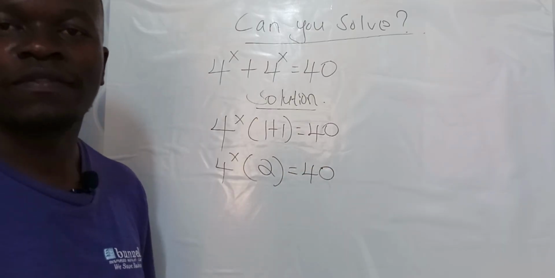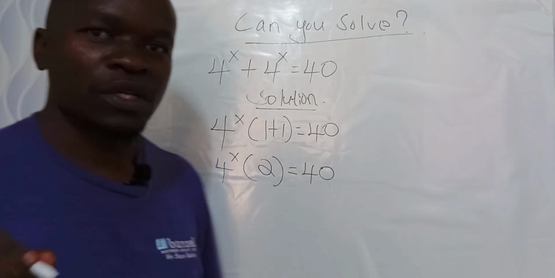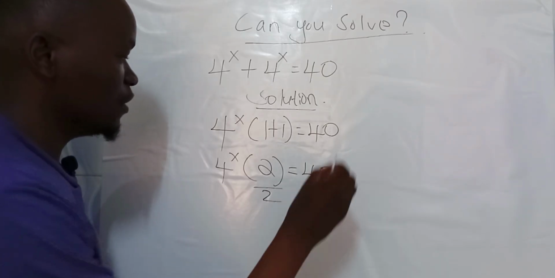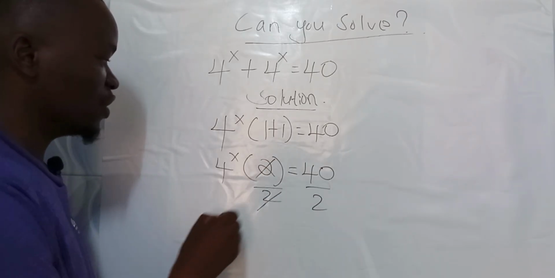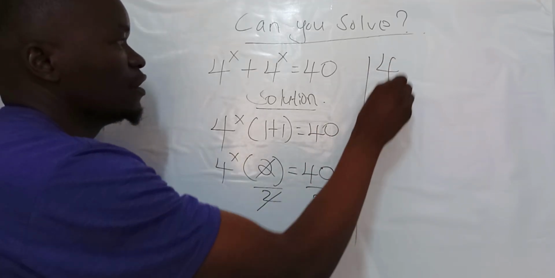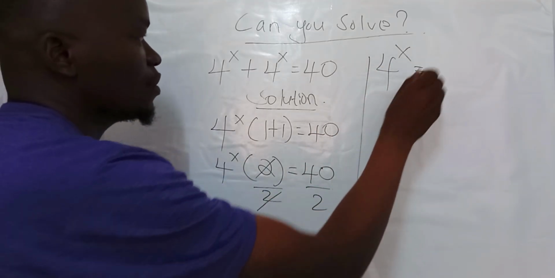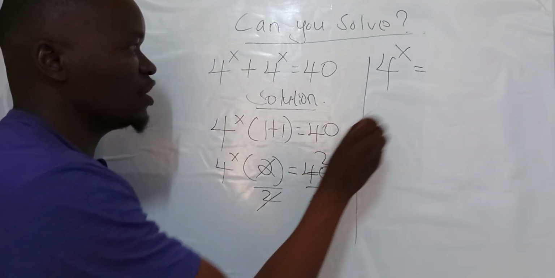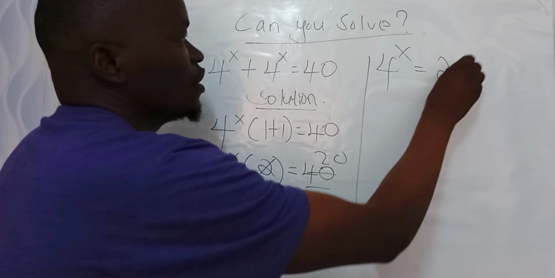So we shall now divide both sides by 2. That means here we divide by 2, and this side also we divide by 2. So the 2 by 2 now cancel. So we shall now have 4 to the power of x is equal to, 2 into 40 is 20, is equal to 20.